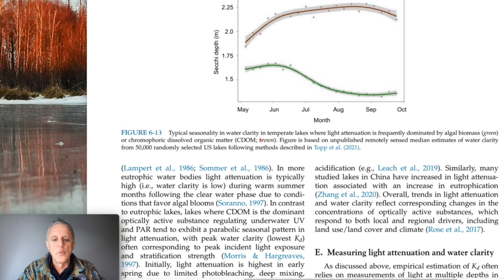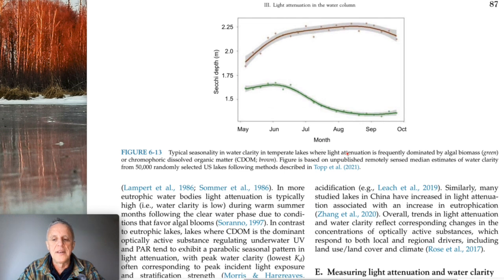Typical seasonality in water quality in temperate lakes where light attenuation is frequently dominated by algal biomass, in green, or chromophoric dissolved organic matter, in brown. On the x-axis we have month, and on the y-axis we have the Secchi depth in meters. And Secchi depth is the depth of a disk that is lowered in the water column at which the disk is not seen anymore by the observer above the water surface.